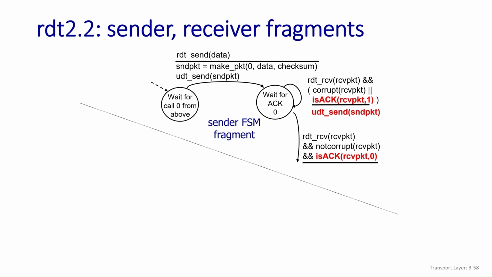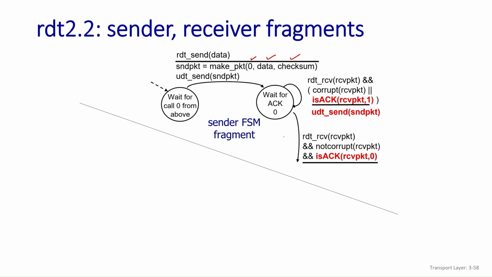Let me try to identify where the change is. We have this event where there is a call from above for zero. This is the same as what we did for reliable data transfer 2.1. It has a sequence number, data plus checksum, and the packet is sent using the unreliable data send. Then we make a transition to wait for ACK. Previously there was a wait for ACK and NAK for zero, but now we are trying to realize the same functionality without implementing NAK.